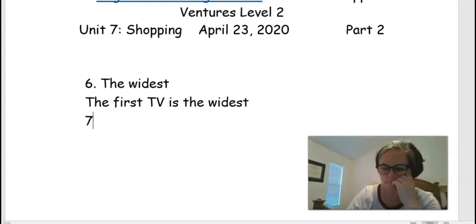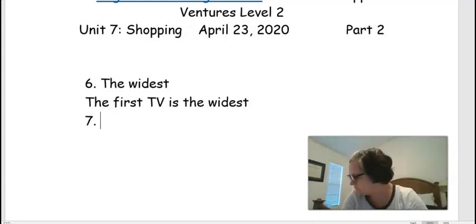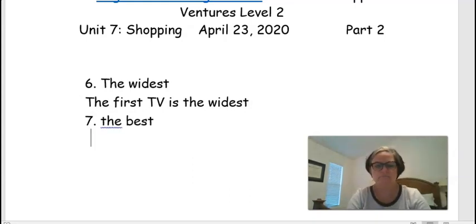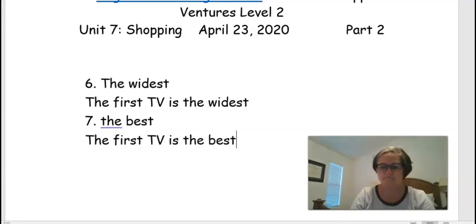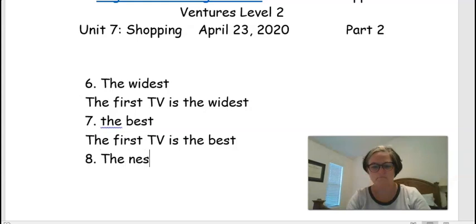7. Which TV is the best? The first TV is the best. 8. Which TV is the newest? The first TV is the newest.